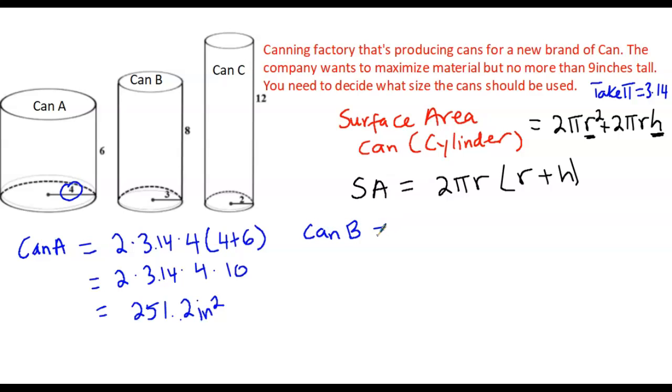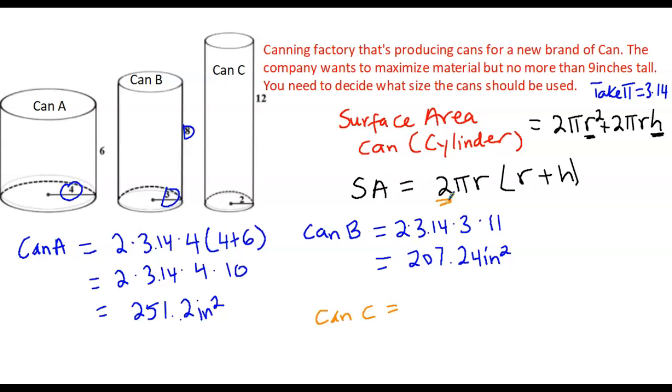We come to can B, 2 times 3.14 times the radius, which is 3, times you add the radius to the height, and that will be 11, and then you multiply it, you're going to get 207.24 inch squared.